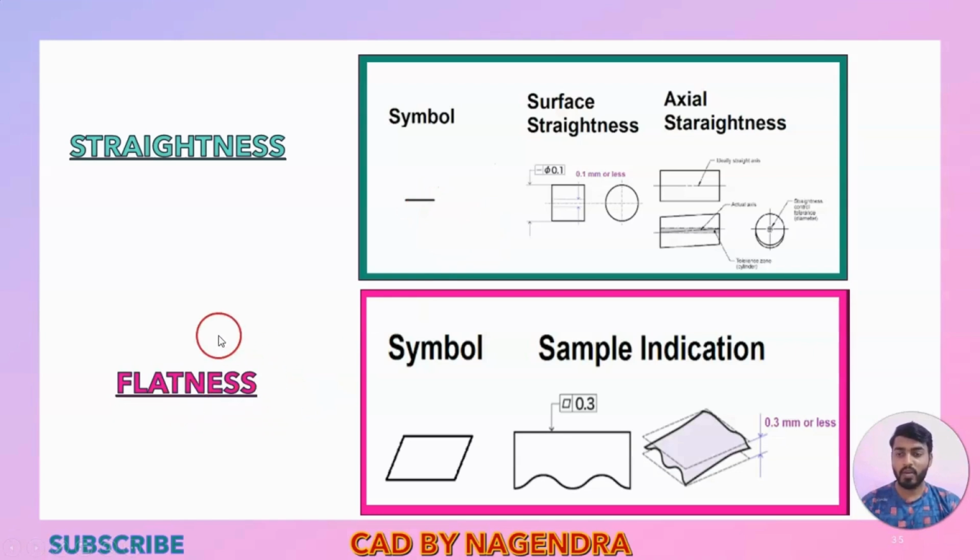Then flatness. What is meant by flatness? See, for example, we have one object. It should be flat everywhere, we should not have any ups and downs. The entire surface should be fully flat. In such a condition we can mention the flatness symbol, with reference to how much tolerance we want for that flatness. If we make that surface flat within this limit, there we can mention the flatness symbol, just like this, along with how much tolerance we want.